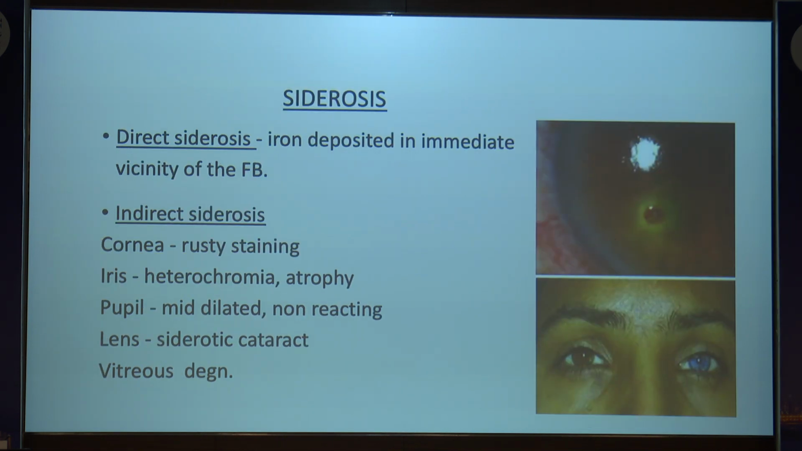Now, iron can cause siderosis. It could be direct siderosis around the area of the foreign body, or it could be indirect, where it's far away from the foreign body. In the cornea, it can cause some amount of rusting. The iris can lead to heterochromia, as you can see in this patient. The pupil can be mid-dilated, non-reactive.